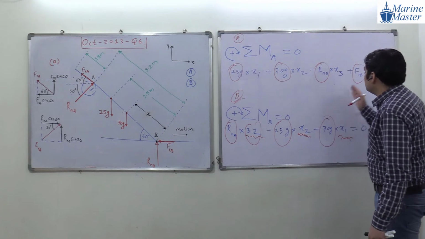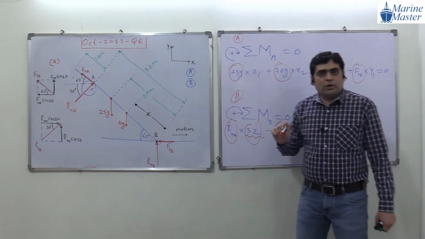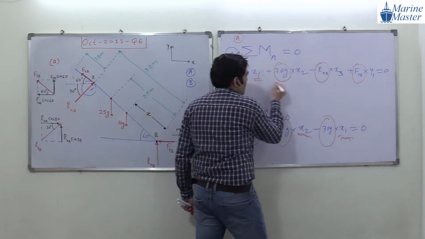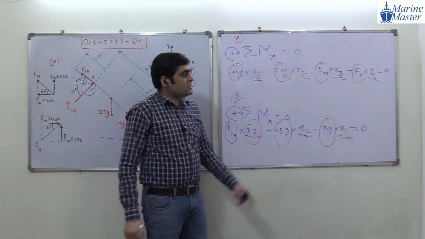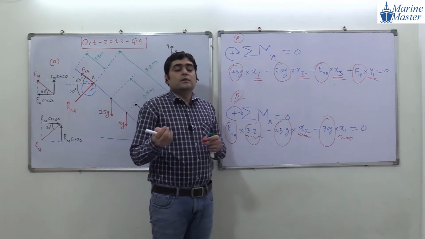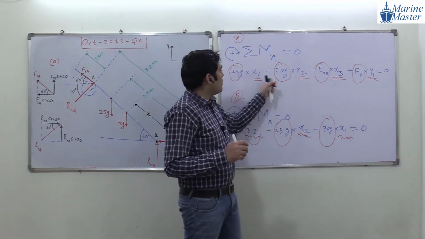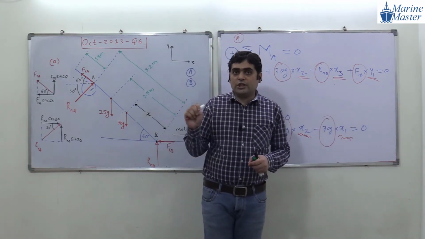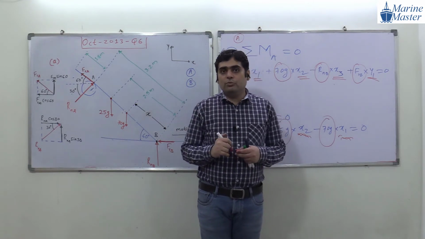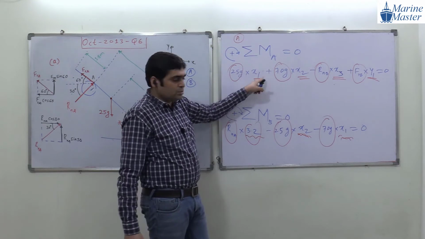But here there are 4 terms, and we have to do calculation for x1, x2, x3 and y1 also. Means for 4 distances, and 4 forces are coming into the moment. So here calculation is more, so difficulty is more.